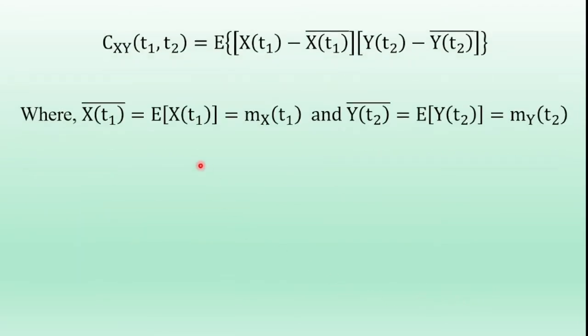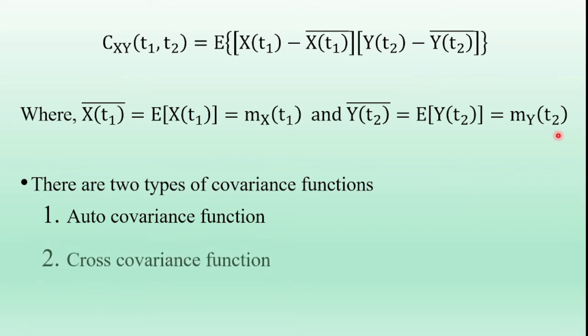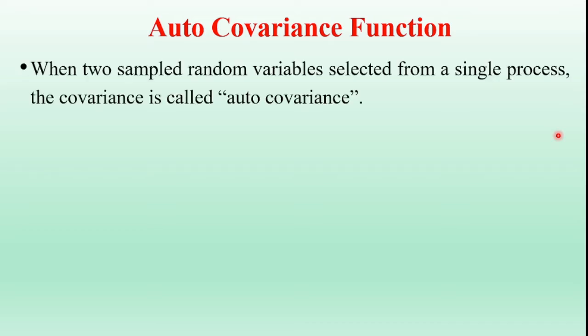So x of t1 bar is equal to expectation of x of t1, which is also denoted as m suffix x of t1. y of t2 bar is the mean value of the random process y of t, that is expectation of y of t2, which is also denoted as m suffix y of t2. Now here there are two time instants, t1 and t2. There are two types of covariance functions, auto-covariance function and cross-covariance function. First, we are going to discuss the auto-covariance function of a random process.